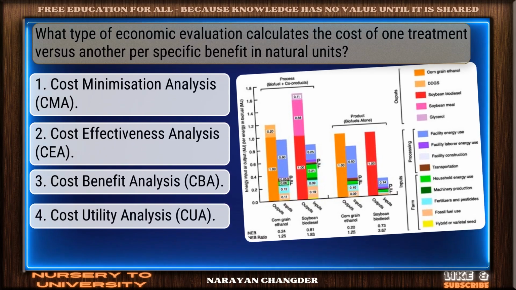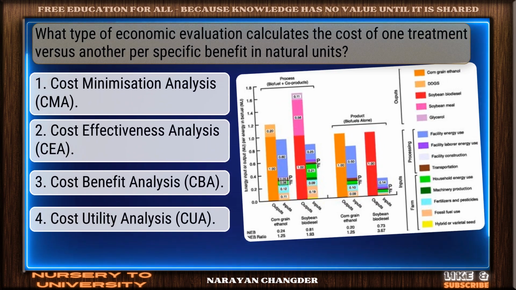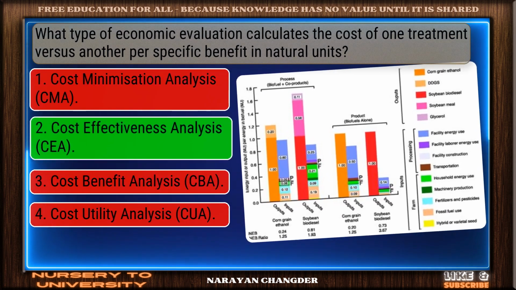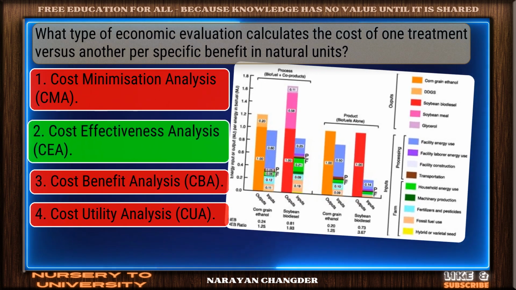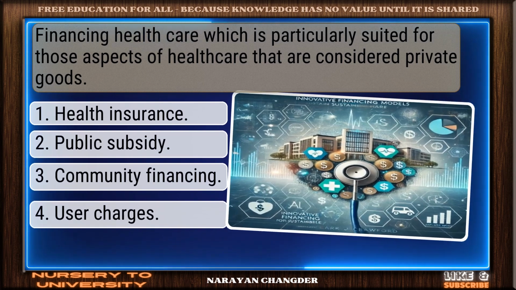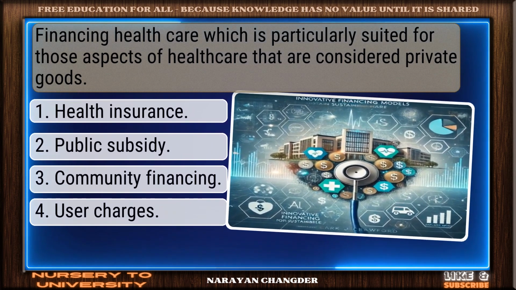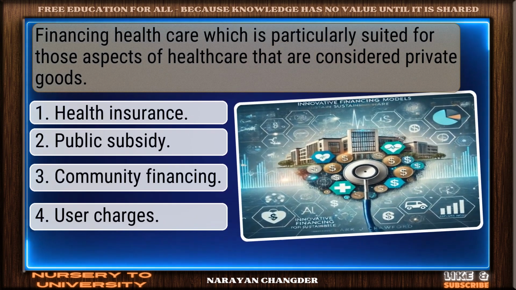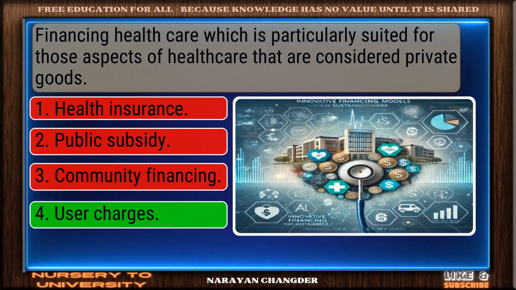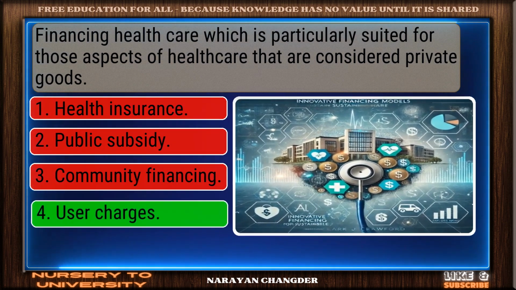What type of economic evaluation calculates the cost of one treatment versus another per specific benefit in natural units? Nicely done. Cost-effectiveness analysis is a solid answer. Financing healthcare, which is particularly suited for those aspects of healthcare that are considered private goods. On track. User charges is the correct answer.